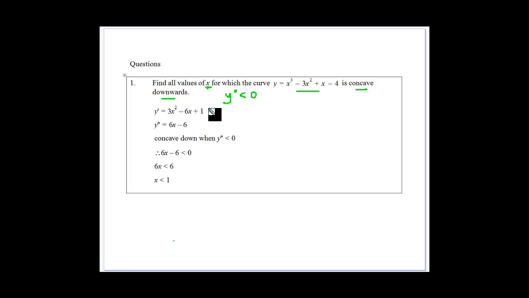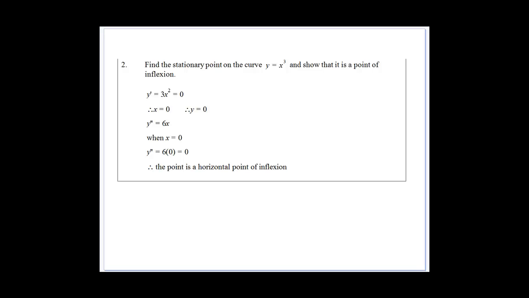So we get our first derivative, so we derive that function, and then we derive it again. So derive 3x squared minus 6x, that gives us 6x minus 6. So it's concave down when the second derivative is less than 0. If I set the second derivative less than 0 and solve that inequality, we get x less than 1. So it just comes down to getting ourselves a linear inequality and solving it.